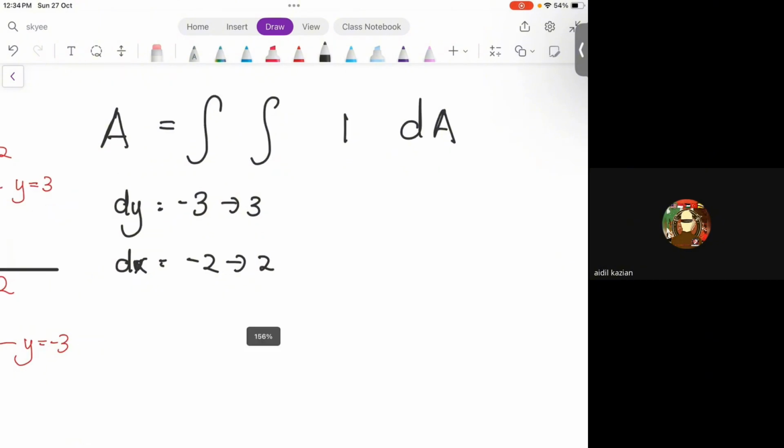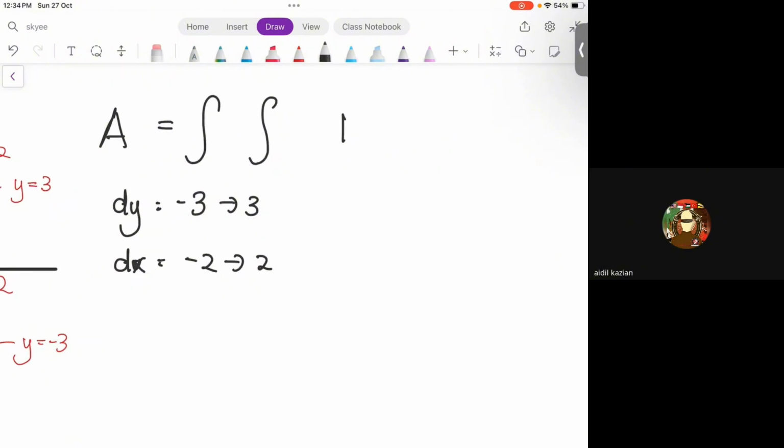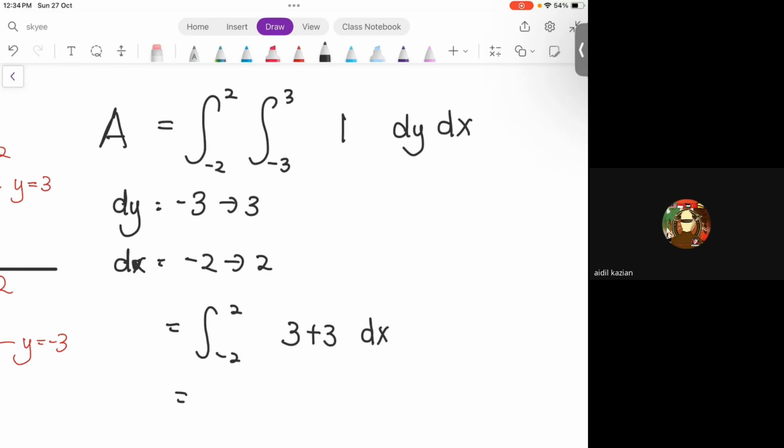Now you apply it inside the formula. Both are numbers, so it is fine whether you put negative 3 outside or inside. Negative 2 will be here, so it will be dy dx. What's the value? You can press the calculator. Here you will get 3 plus 3, dx, so it equals 6.